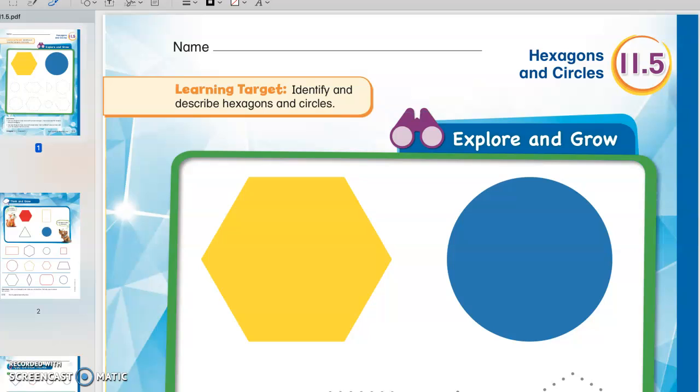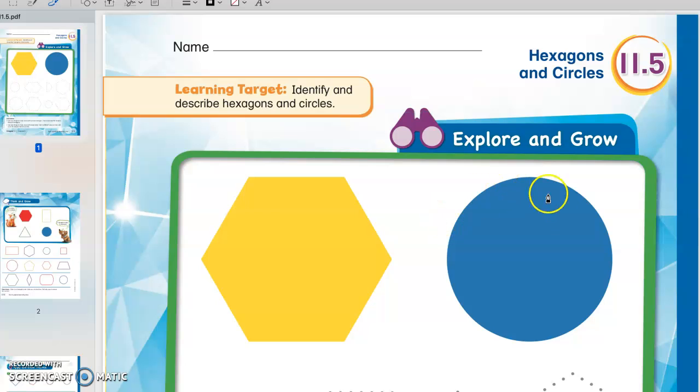Today we're talking about hexagons and circles. Hexagons have 6 vertices. Let's count them together. 1, 2, 3, 4, 5, 6. And how many sides do you think a hexagon would have? If you said 6, then you're correct. 1, 2, 3, 4, 5, 6.